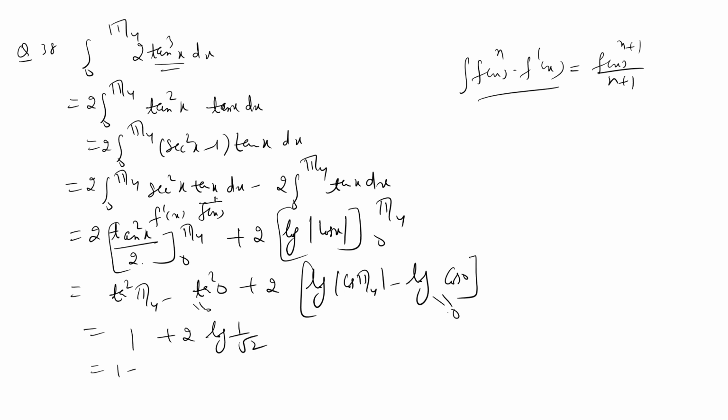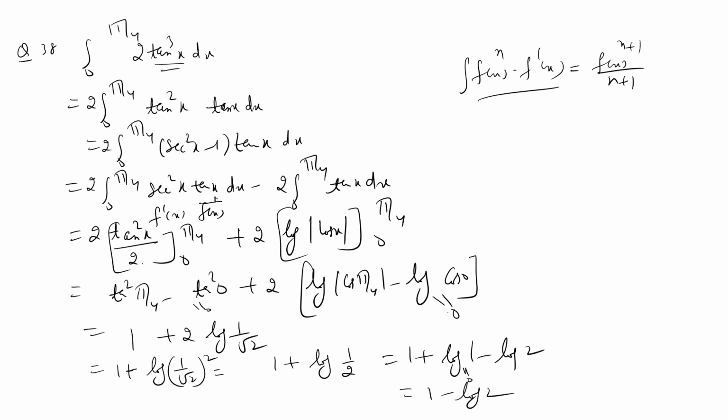Okay, so you know how to deal with 1 by root 2. If the question is in this form, I can just change it to this. So 1 plus log 1 by 2. Again, I can take this answer like this. Okay, this is again 0. So the answer can be 1 minus.